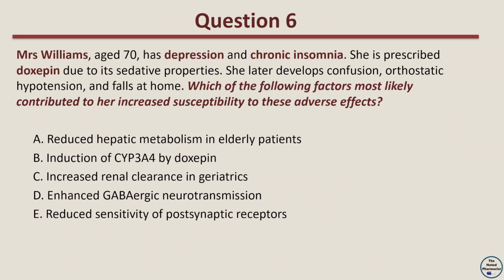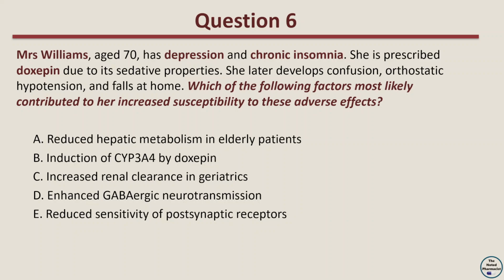Question 6. Mrs. Williams, aged 70, has depression and chronic insomnia. She is prescribed doxepin due to its sedative properties. She later develops confusion, orthostatic hypertension, and falls at home. Which of the following factors most likely contributed to her increased susceptibility to these adverse effects?